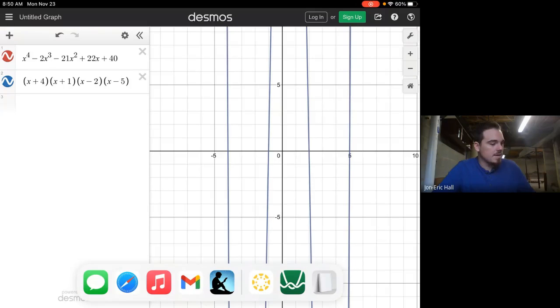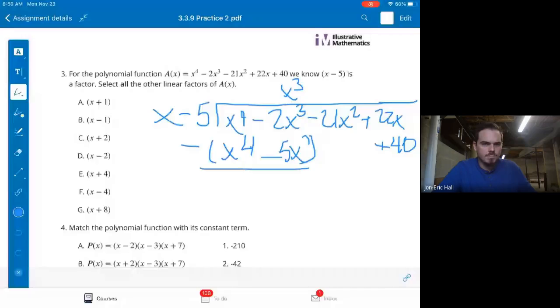Now let me go back here. So that means that, let's see, from my graph, we knew that x minus 5 was 1. We knew x plus 4 was 1. X plus 1 was 1. And x minus 2 was 1. So those are your 3.